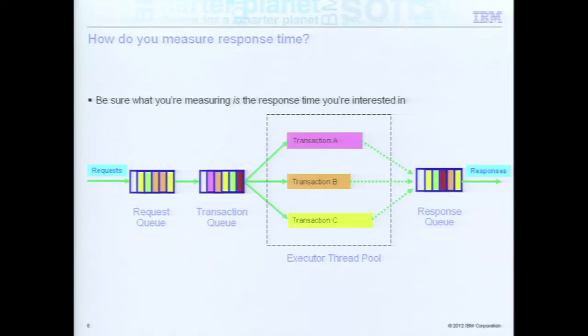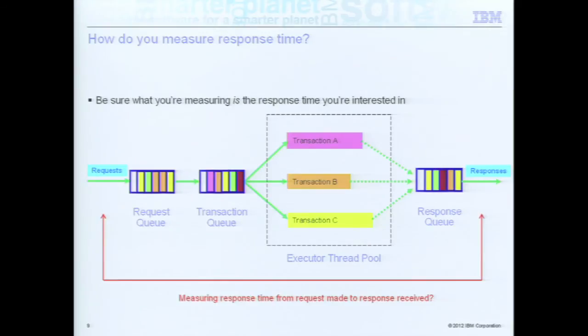The transactions take different amounts of time. They may complete in different durations. And then when things are done, the responses are marshaled through a response or retirement queue and then ultimately delivered back to the requester. So in a model like this, you can measure different kinds of response times. For example, you can measure the response time from the time that the request is submitted to the time that the response is delivered. And from a user point of view, this is what they tend to care about.